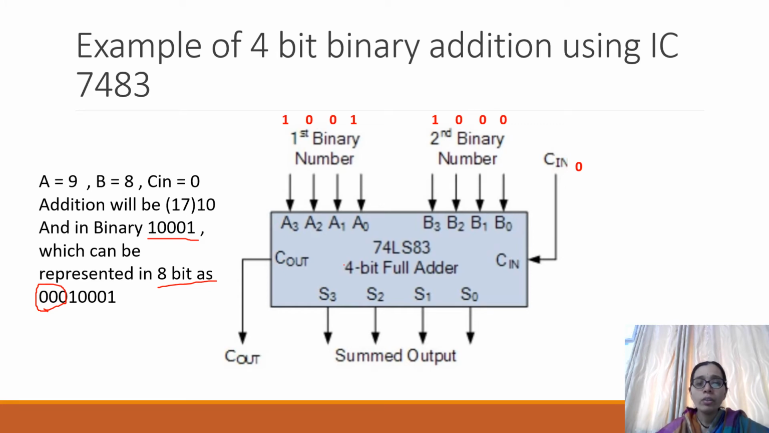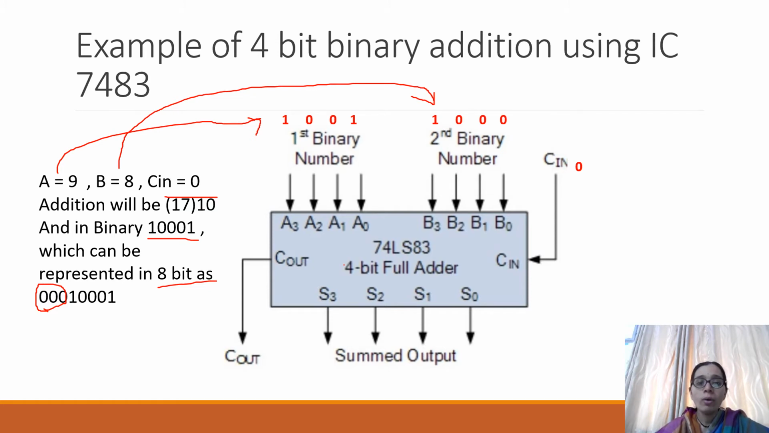Whatever inputs I have mentioned, I have shown here as the first number. So 9 is given as A3, A2, A1, A0, that is the binary equivalent of 9: 1, 0, 0, 1. And B is equal to 8. So what is the binary equivalent of 8? 1, 0, 0, 0. So that I have given as the second binary number. Assuming Cin is 0, therefore here 0 is shown.